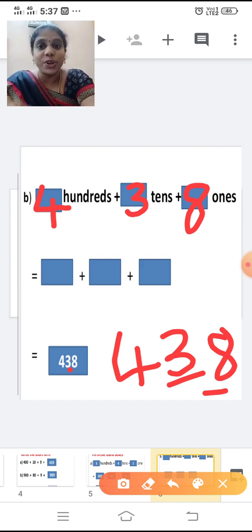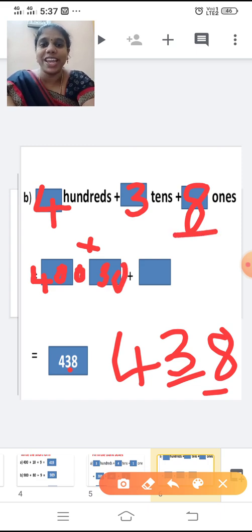Very good. You are going to tell me the answer now, children. 400. How will you write it in expanded form? 4 into 100, 400. So 4 followed by 0, 0. 400 plus, don't forget to put the plus. How many tens? 3 tens. That means 30. 30 plus, how many ones? 8 ones. So write 8 here. 400 plus 30 plus 8. So the short form is 438.